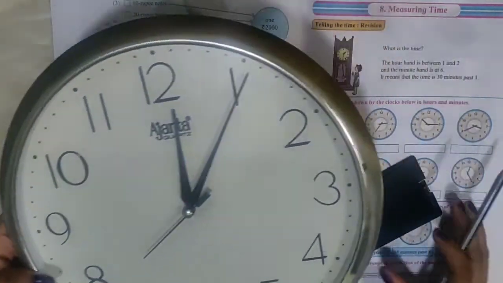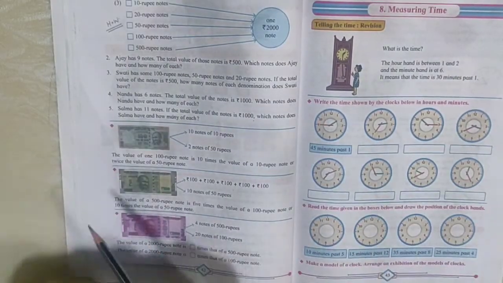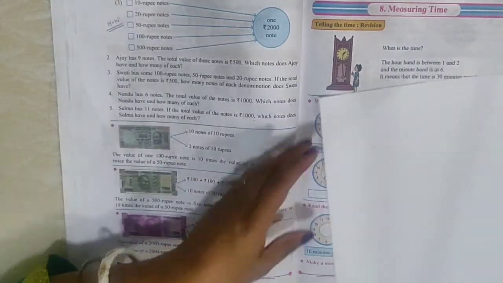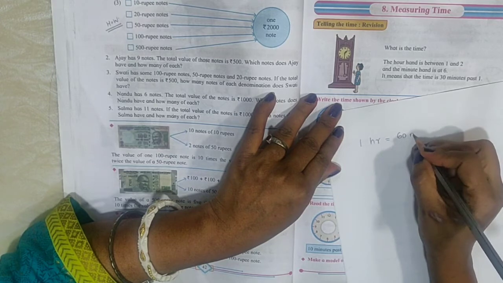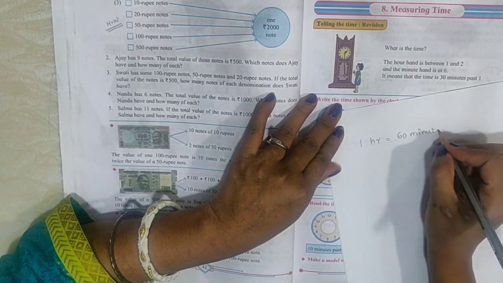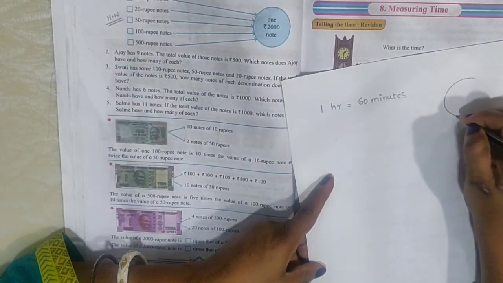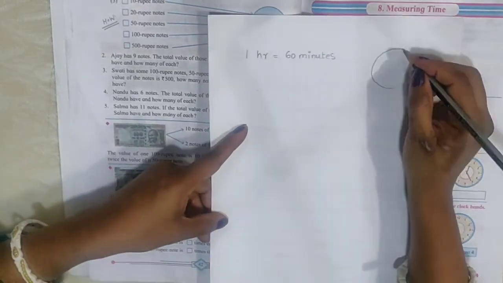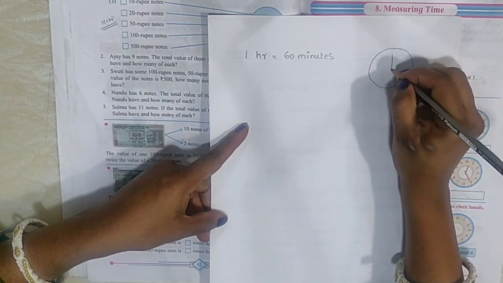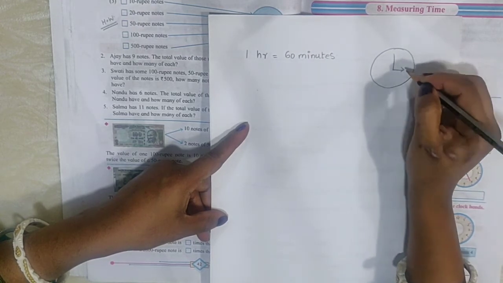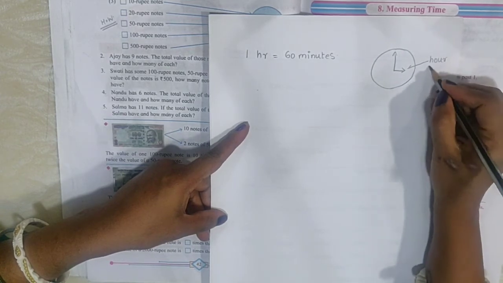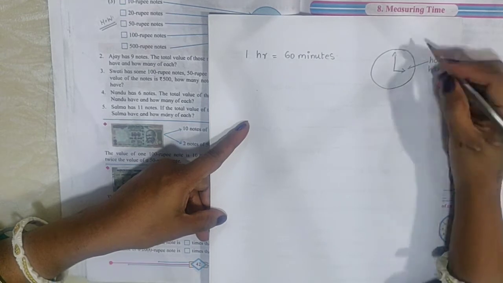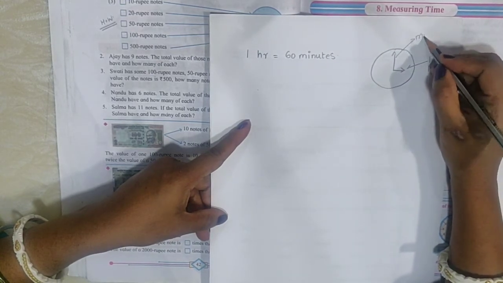Okay, children? So, 1 hour has 60 minutes. Okay? And there are two hands. See, for example, there is a clock. The small hand is the hours hand, sorry children. And this is the minute hand.